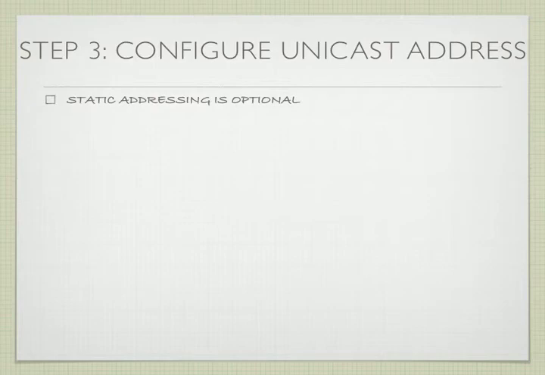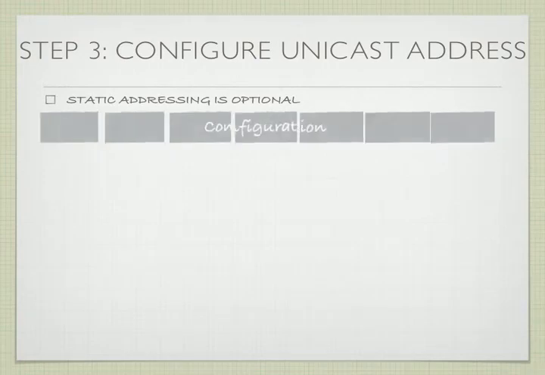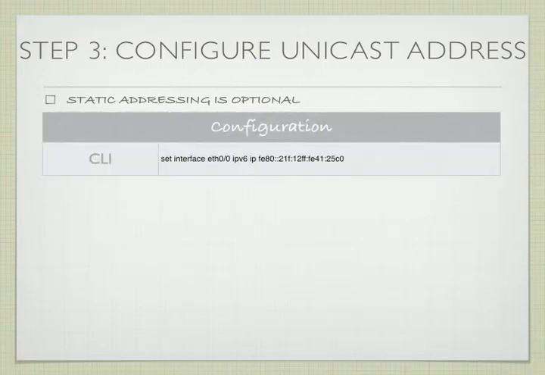Okay, step 3, configuring the unicast address. This is static addressing. It is optional. You can allow it to use auto configuration. But if you need to set a static address, it is still an interface parameter. So instead of the keyword IP, we're doing IPv6. Set interface Ethernet 00 IPv6 IP, and then the fully qualified IPv6 address. So here we're adding the static prefix FE80 to the beginning of our MAC address, because that's what we've assigned statically to this section of our network.